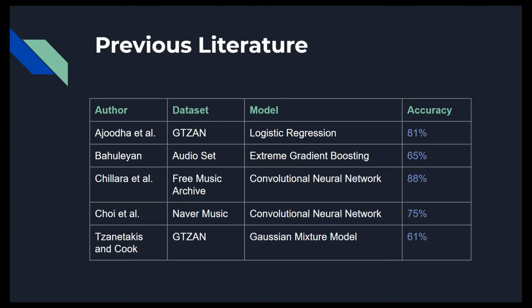Some previous literature. Here's a table showing some previous notable works on music genre classification using various datasets and their best classification accuracy for a given model. We see that the convolutional neural networks on the Free Music Archive and the Million Song datasets show some very good classification results at 88% and 75%.